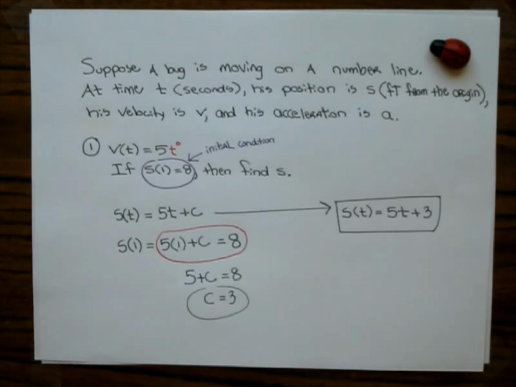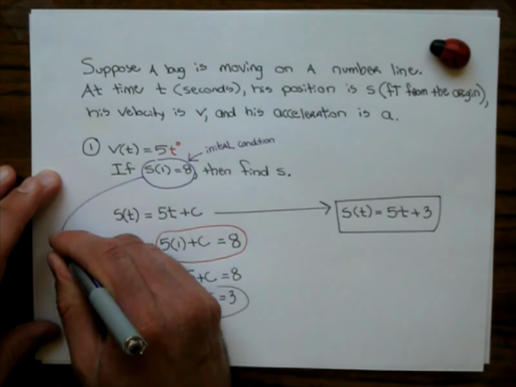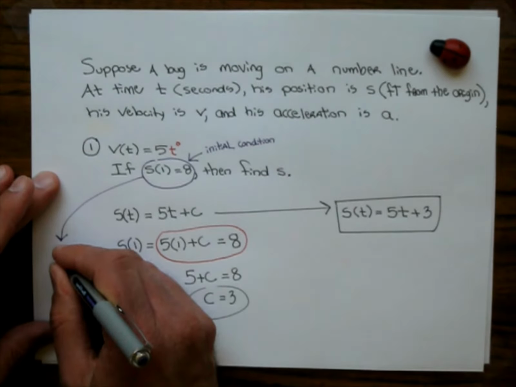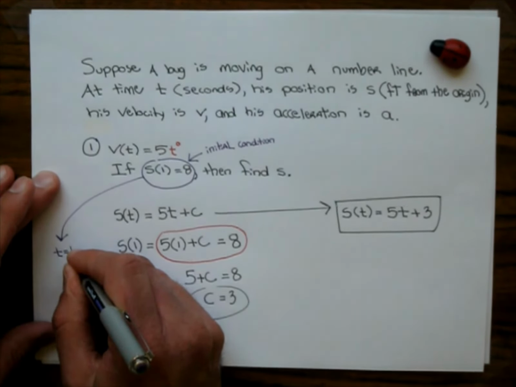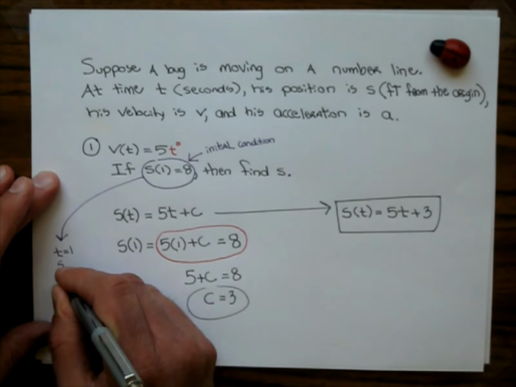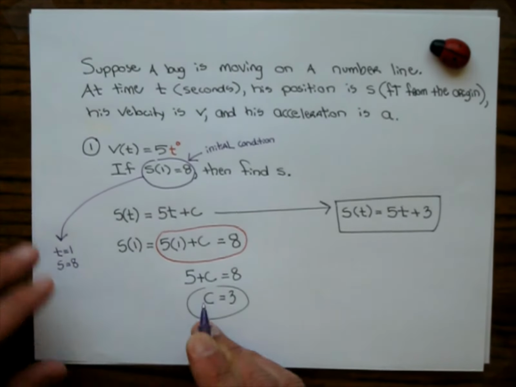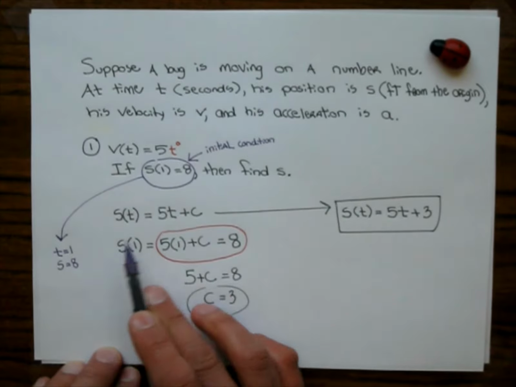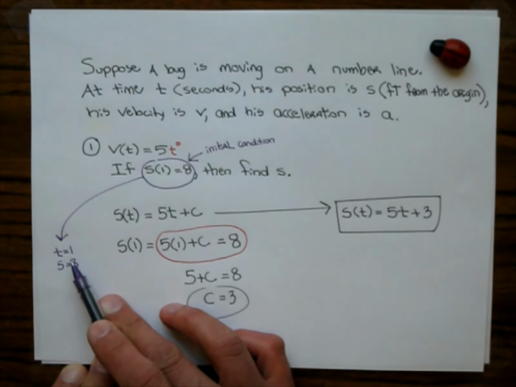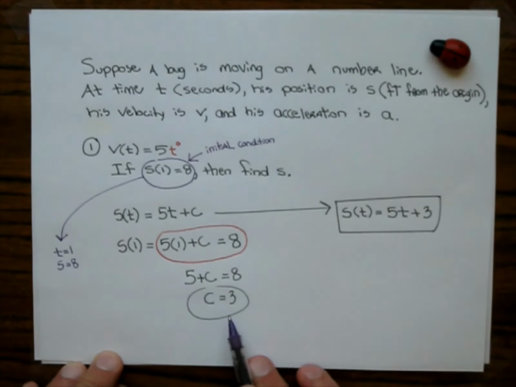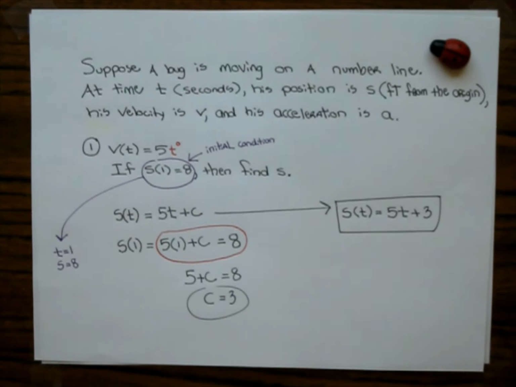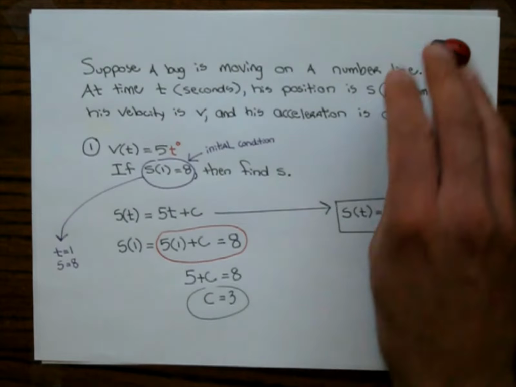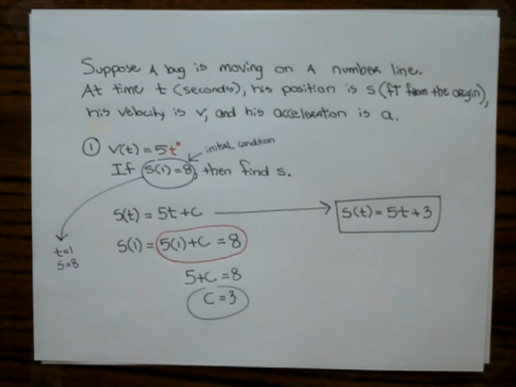Now some teachers will look at this initial condition and say, time is 1 and s is 8. So if you had written this as s equals 5t plus c, you would put 8 in for s and 1 in for t, and you'd get the same results. So there it is. Let's go ahead and do a few more of these problems here. And this is what bug 12 is all about. This is what you're doing in bug 12.